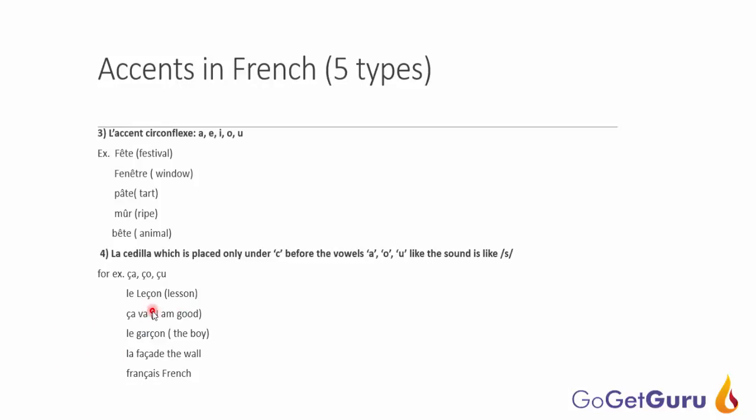So for example, le leçon. It's not "le con," because it gives you the "s" sound. Put a cedilla on that C and say leçon. That means lesson. Ça va. It's not "kava." It's ça va. I am good.